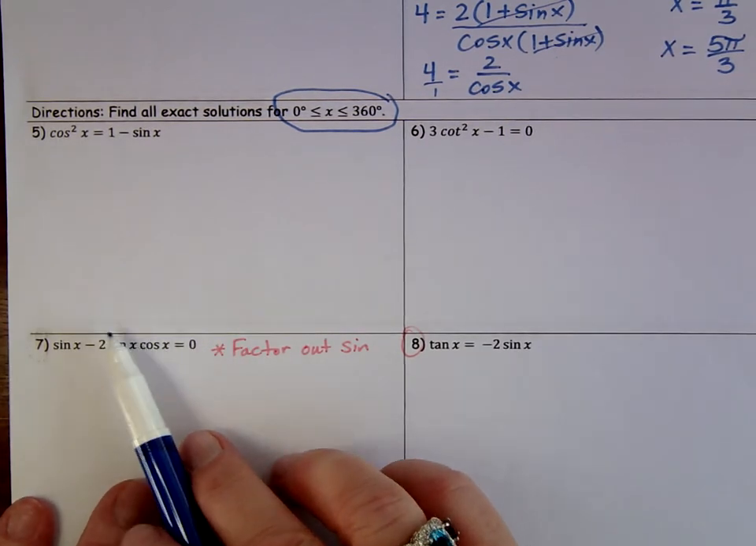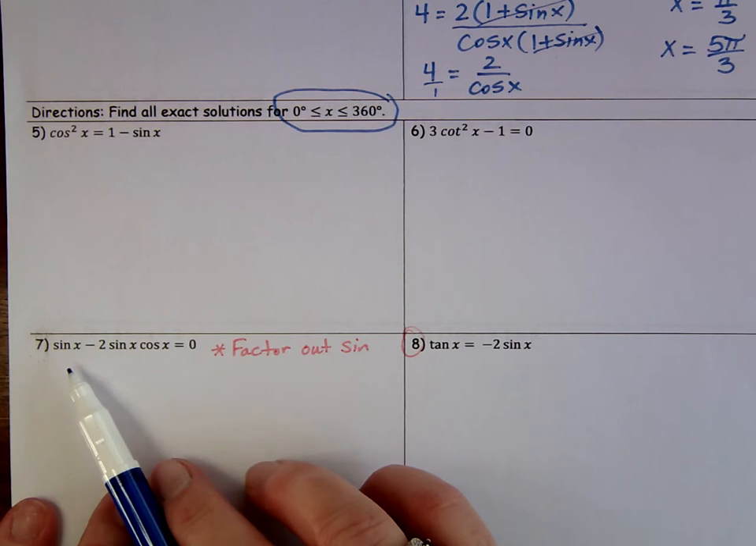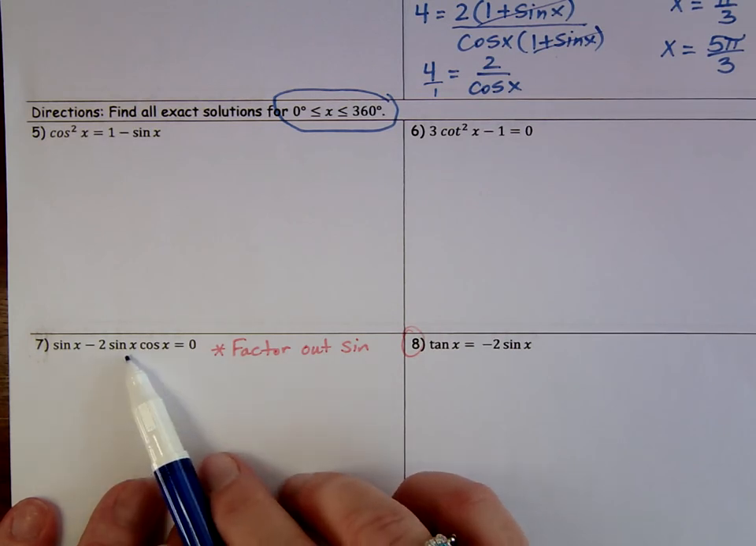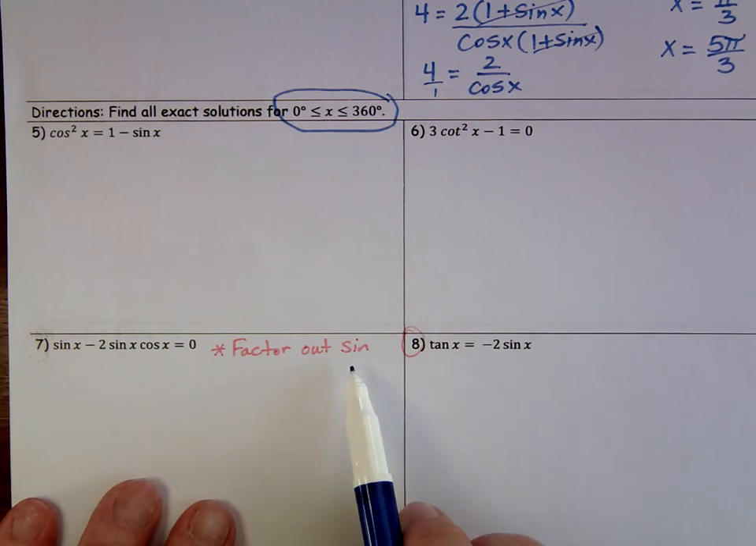This one, number 7, I want you to think factoring. See how there's two terms? You've got a sine of x here, you have a 2 sine of x here. You can factor out a sine. So that's my hint for you for number 7.